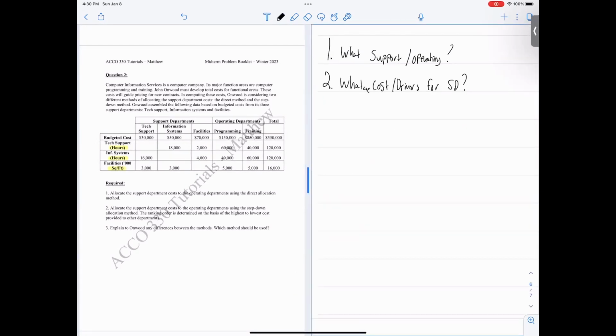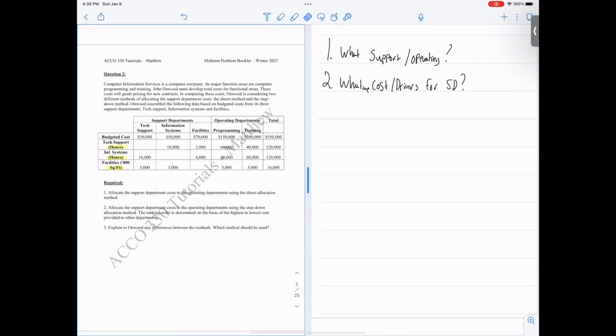Okay. So guys, I'm not going to read through this information because I already know which are the support and operating departments, because it's given to me, and they already give me the cost drivers. You could go read it if you want. It tells you the major functions of the business are programming and training, which means these are the operating departments, right? The major functions are how the business makes money. Those are the operating departments. And it tells you the support departments right here, right? But if you want to read it, have at it.